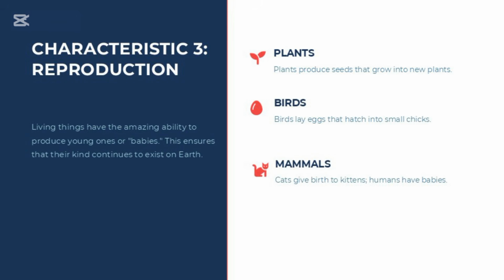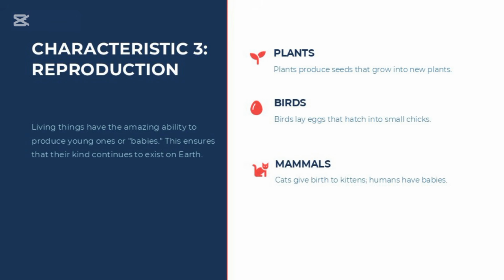This ability to produce offspring is essential for the survival of all living things. It helps ensure that their kind continues to exist on Earth. So, in summary, reproduction is a key characteristic that allows life to persist and evolve over time.